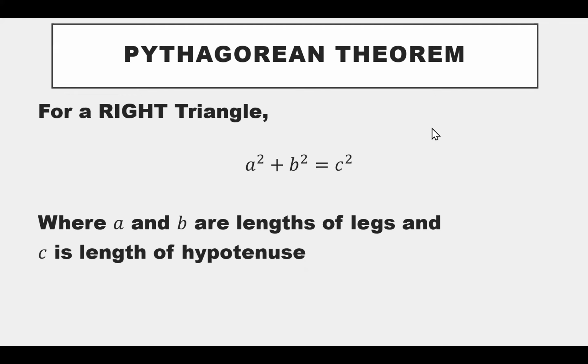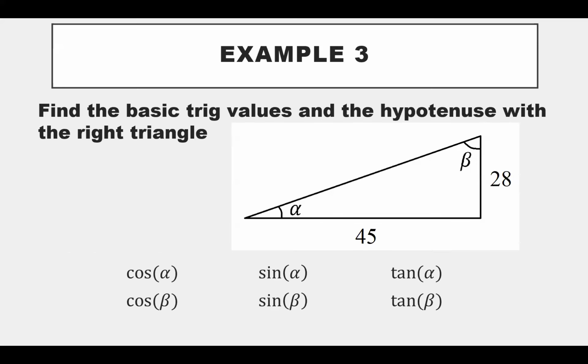I am not going to prove the Pythagorean theorem here and tell you why it works the way it works. That will be put in another video that will be linked in the description of this one. We're just going to use the Pythagorean theorem to do problems like example 3. We're going to find the trig values, and we'll have to find the hypotenuse of this right triangle.